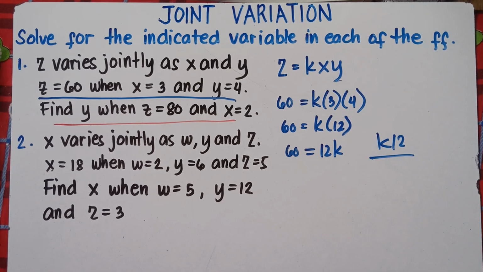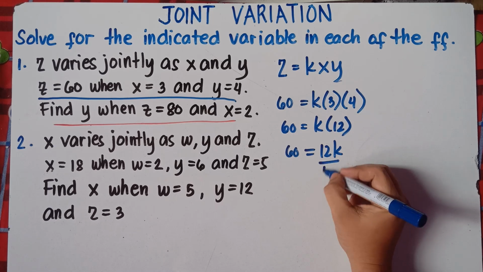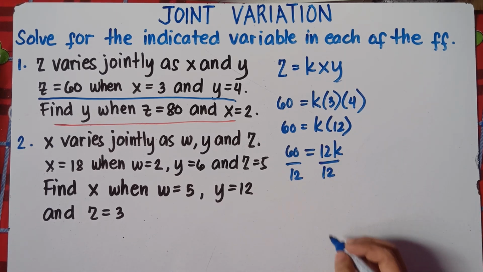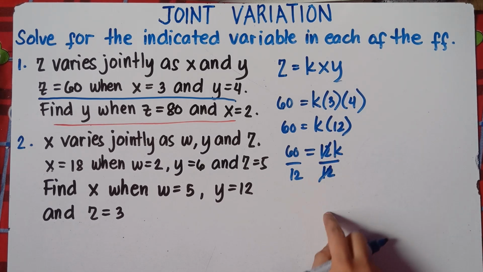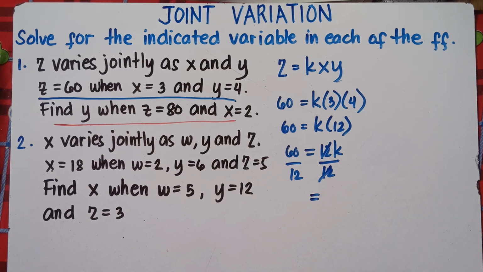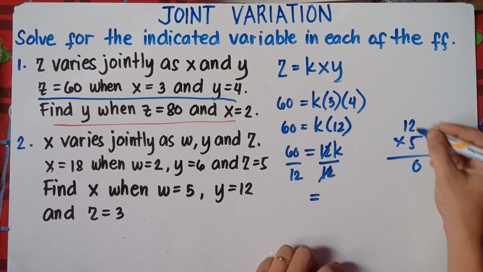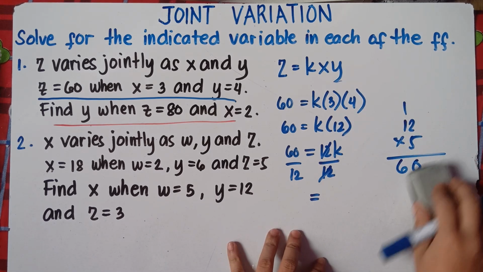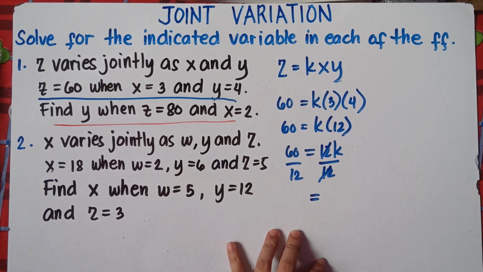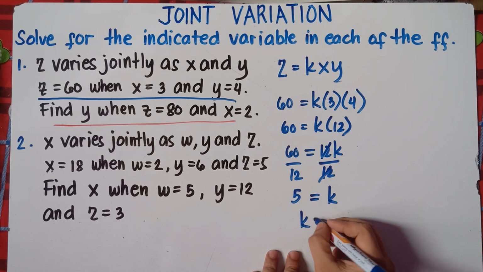It should be 12k. Alright, and then to get the value of k, you simply divide both sides by 12 to eliminate the 12, so that the remaining equation will be k. 60 divided by 12, that is 5. Let me check, class. 12 times 5. 5 times 2 is 10, carry 1. 5 times 1 is 5, plus 1 is 6. So 60 divided by 12 is 5. So 5 equals k, or that's the same as k equals 5.